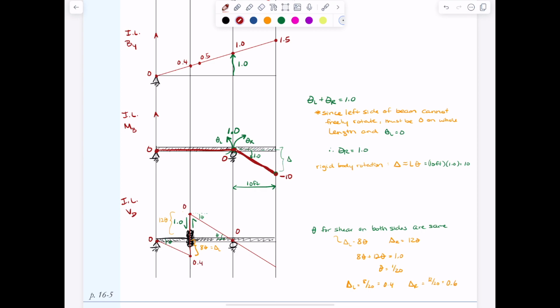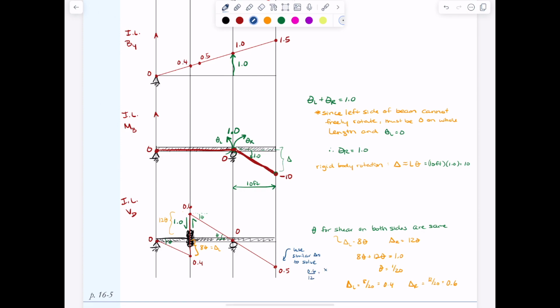And then I can use similar triangles to figure out the value over here. So I do 0.6 over a distance of 12 feet, which has to be the same as whatever that value is over a distance of 10 feet. And so I solve for x equals 0.5.